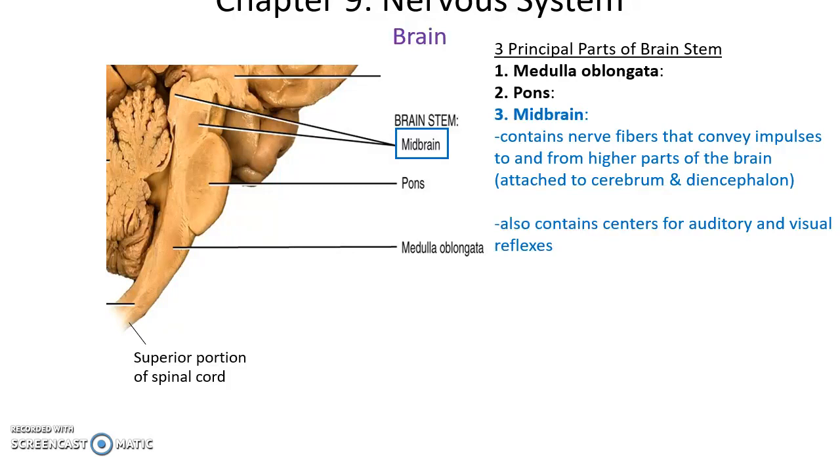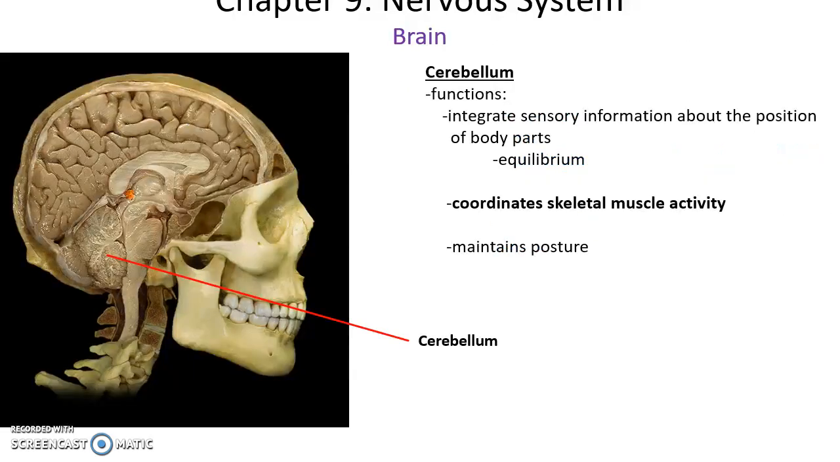And it also contains centers for auditory and visual reflexes. Auditory reflex, say something suddenly enters your field of vision, you will look toward it automatically. Visual reflexes, somebody makes a loud noise behind you, you'll automatically start to turn toward that noise.